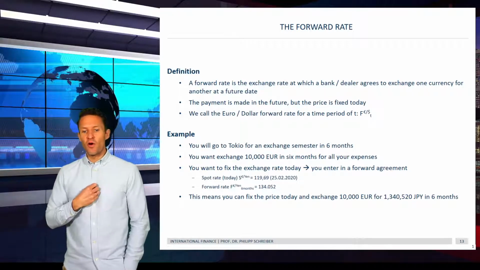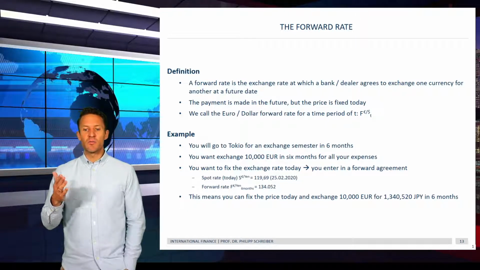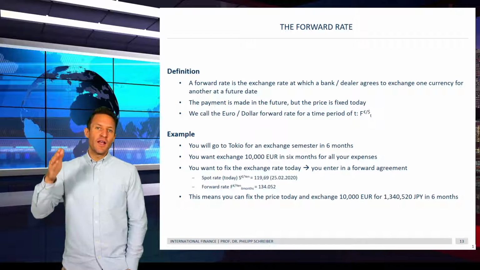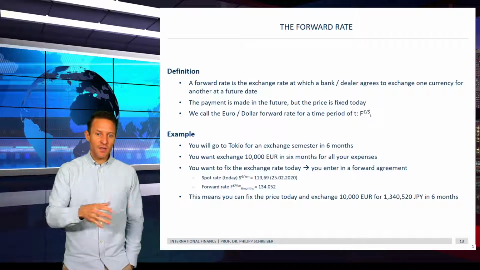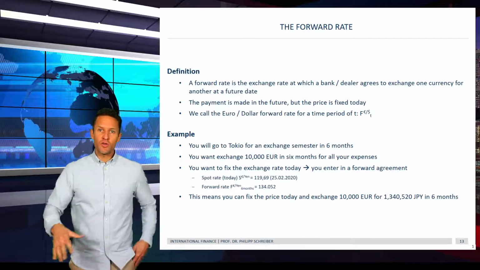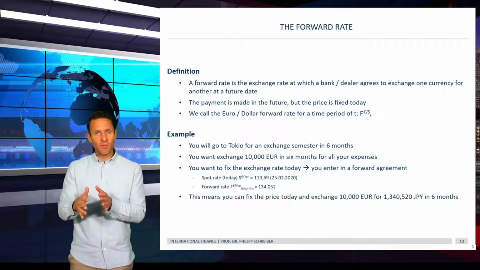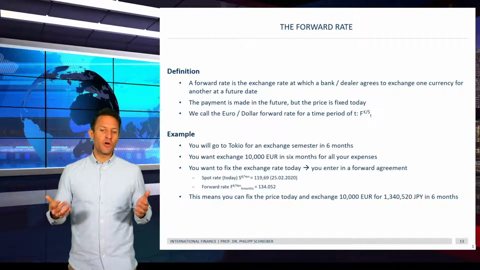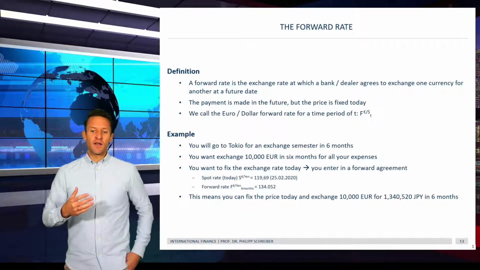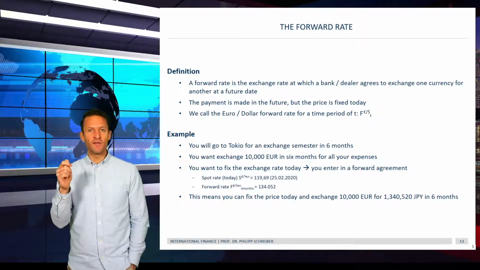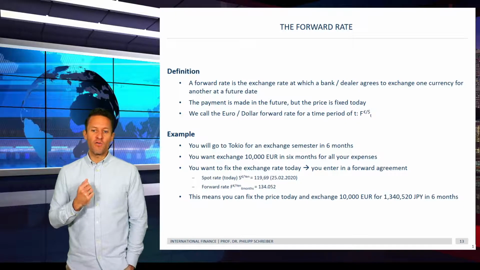So we have here a forward rate is the exchange rate at which a bank agrees to exchange one currency for another at a future date. Not today, but at a future date. And the payment is also made in the future. You don't have to pay today. You can save up your money and then exchange it in 1 year. And the euro-dollar forward rate is called F. So the spot rate, we use S for spot rate. The forward rate, we use F for forward rate, euro to dollar.